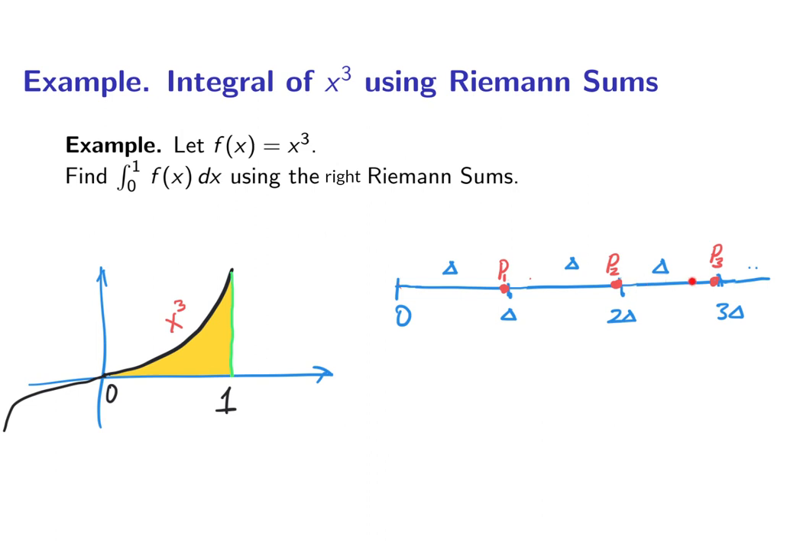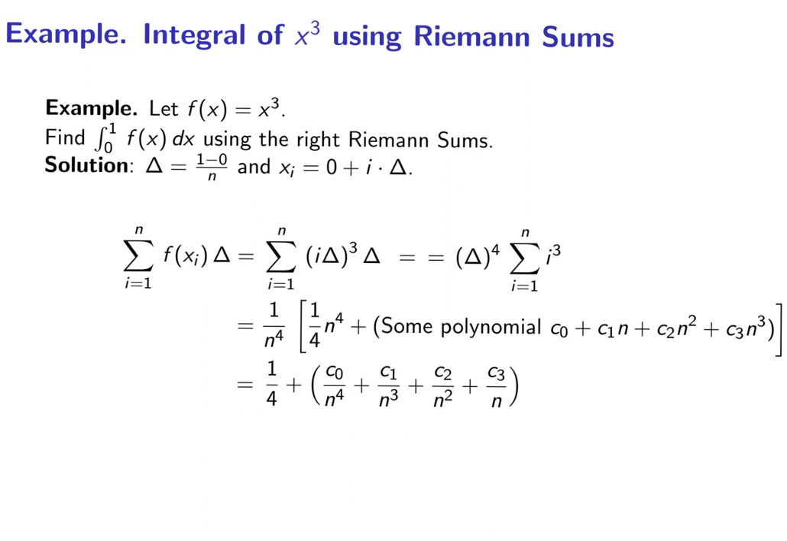On the next interval, P3 is 3 delta, and so on. Now we are ready to write the Riemann sums. So once again, our delta is 1 over n. The sample x values have the form i times delta. And in our right Riemann sum, the summation starts from i equals 1 to n. Now, inside the summation, we have the sample y values times delta.